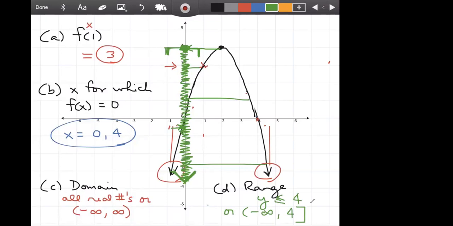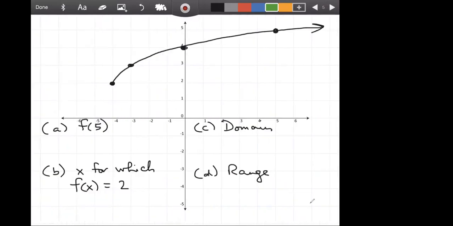Okay, so I think I'll just stay on the tablet and show you the next example. Again, I would like you to try this one first. It's got a different graph, and this time they're asking first, what is f of 5? Then they're asking for the set of all x for which f of x equals 2. And then finally, they're asking for the domain and the range. So please pause the video, try this one, come back and compare notes.